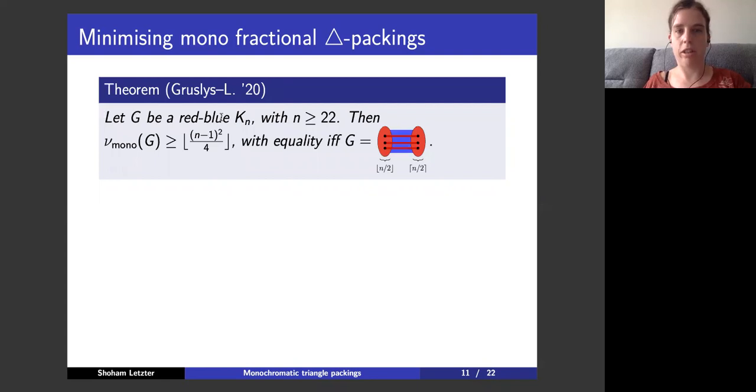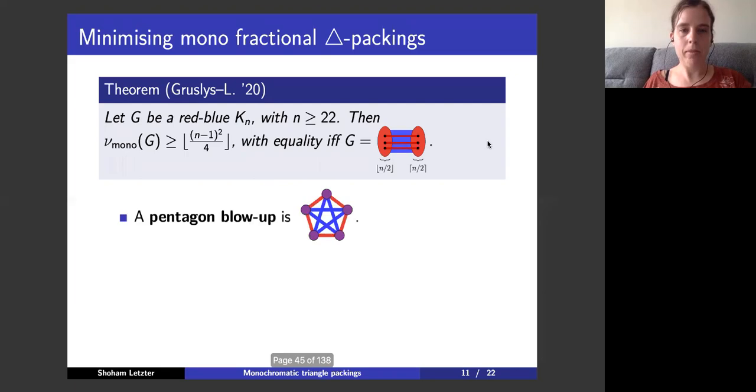Whenever G is a red-blue K_n and n is not too small, then the packing number is always at least ⌊(n−1)²/4⌋. And here we characterize all the extremal examples, so they all look like this: our usual example plus a matching. So maybe in the integer version, you may have to do some variations, but here the examples are just this.